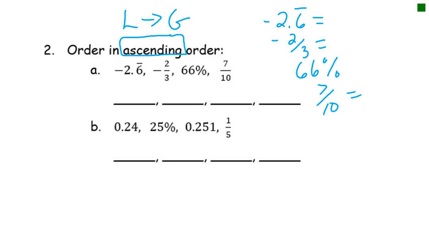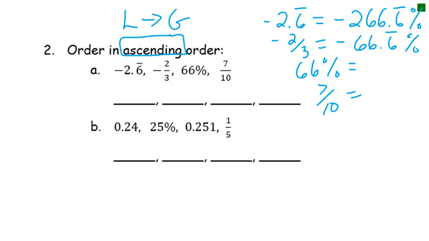So negative 2.6 repeating, we have to move our decimal point 2 places. So you have to be careful and remember that there are other 6's that are after the 6 we have. So this would be negative 266.6 repeating percent. Negative 2/3. 2/3 is 0.6 repeating, or 66.6 repeating percent. I keep my negative sign. So negative 66.6 repeating percent. Lots of sixes with this.